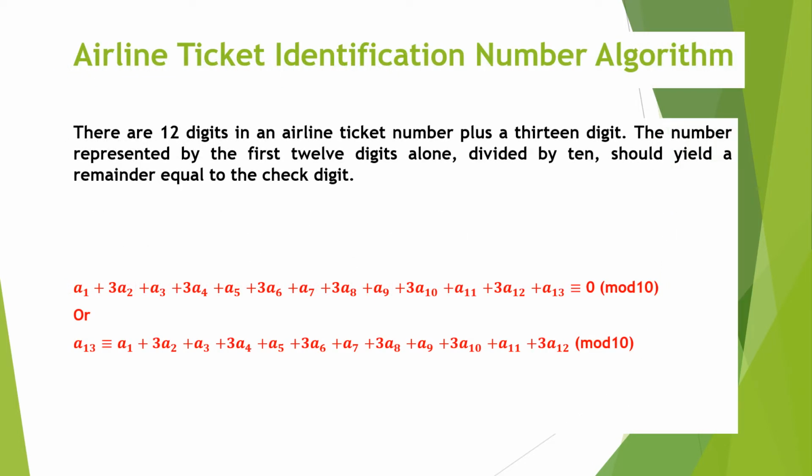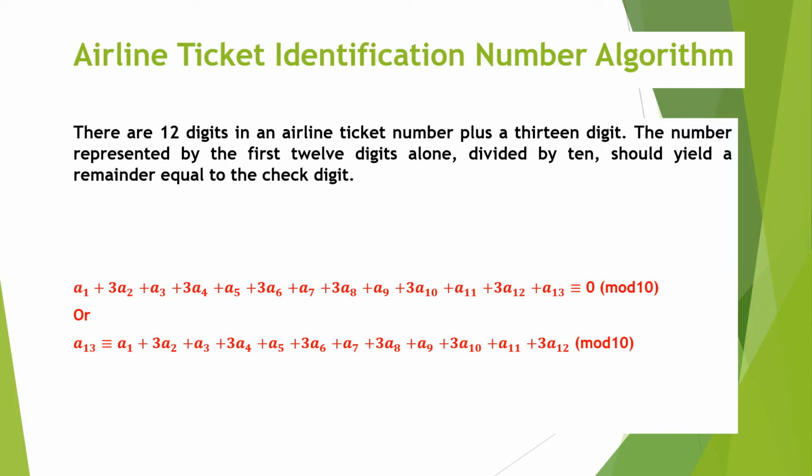Let's start with the airline ticket identification number algorithm. If there are 12 digits in an airline ticket number plus a 13th digit, the number represented by the first 12 digits alone divided by 10 should yield a remainder equal to the check digit. So we have to use this algorithm: a sub 1 plus 3 times a sub 2 plus a sub 3 plus 3 times a sub 4 plus a sub 5 plus 3 times a sub 6 plus a sub 7 plus 3 times a sub 8 plus a sub 9 plus 3 times a sub 10 plus a sub 11 plus 3 times a sub 12 plus a sub 13 is congruent to 0 modulo 10.